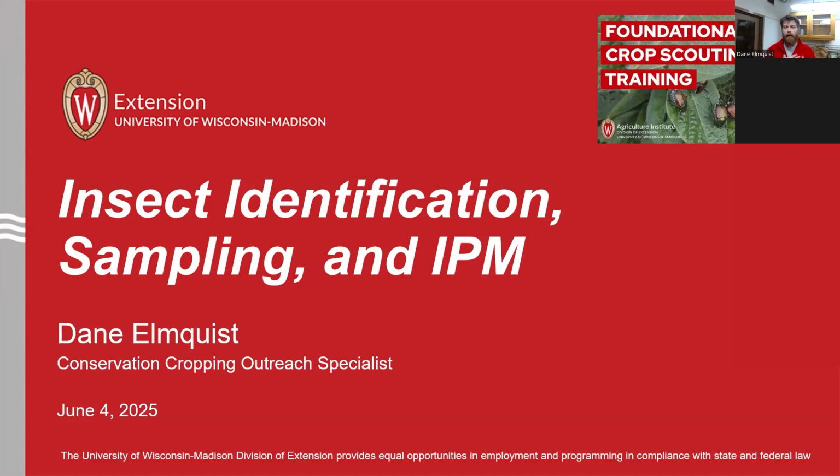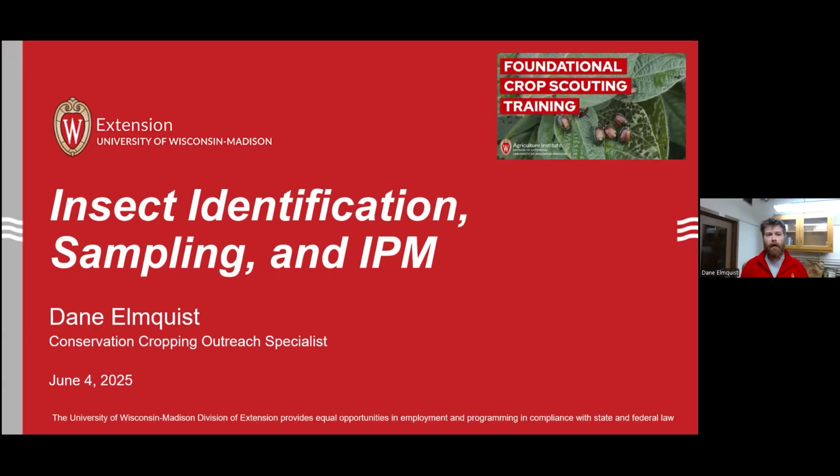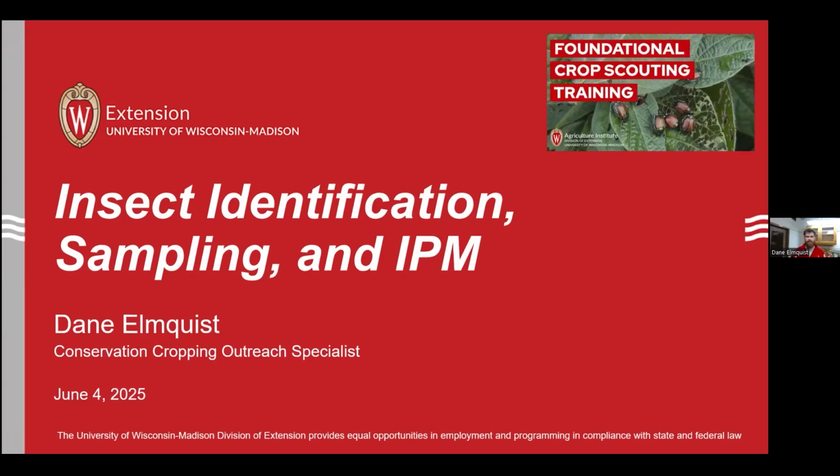My name is Dane Elmquist. I'm a conservation cropping outreach specialist for UW-Madison Extension. My background is in entomology, and today I'm going to be providing you with a bit of an introduction to basic insect identification, a little bit about sampling and management in a broad sense, and hopefully building on some of the general scouting principles that you've learned earlier.